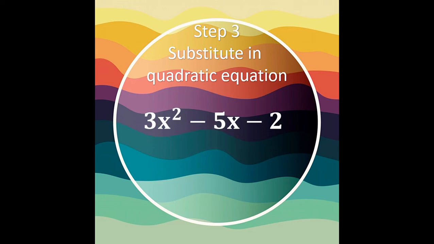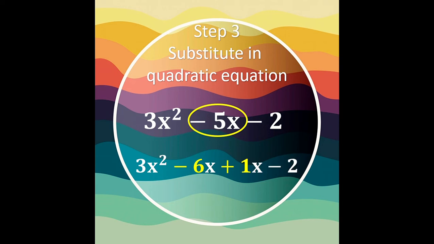So the next step is going to be substituting the factors we have found into the quadratic equation. To do that, we know the first step. This is 3x squared minus 5x minus 2. So we need to substitute into the equation, instead of minus 5x, the factors we have found. To do that, we'll need to rewrite the equation as such: 3x squared minus 6x plus 1x minus 2.